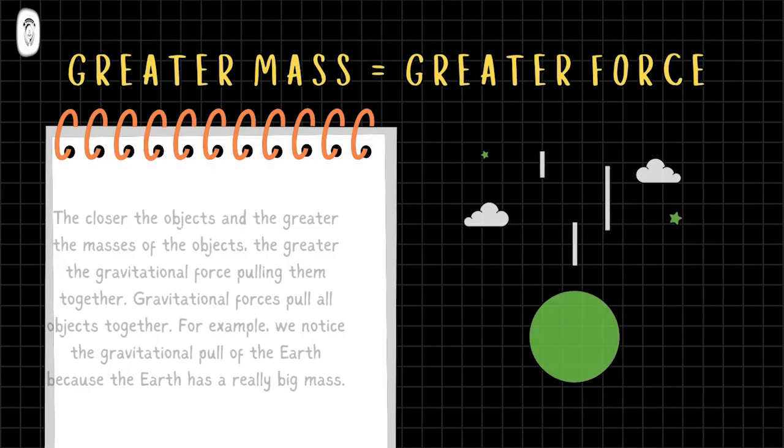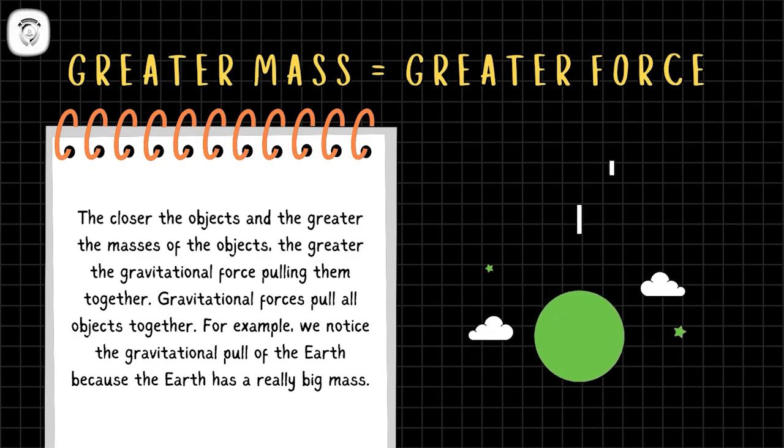So we conclude that the greater the mass, the greater the force. The closer the objects are and the greater their masses are, the greater will be their gravitational force, which is pulling them together. For example, our Earth has a very strong gravitational pull. Why? Because the Earth has a huge mass.